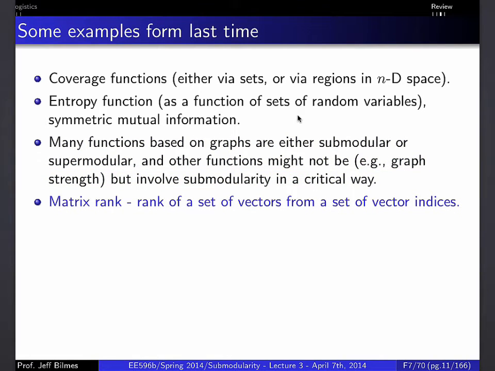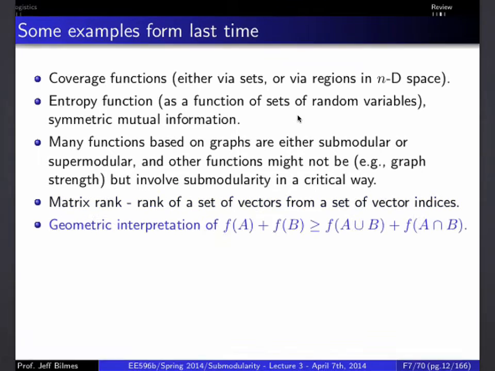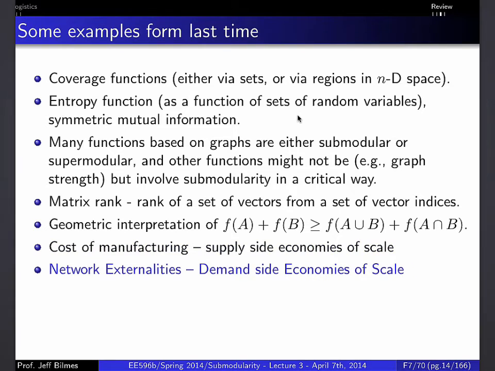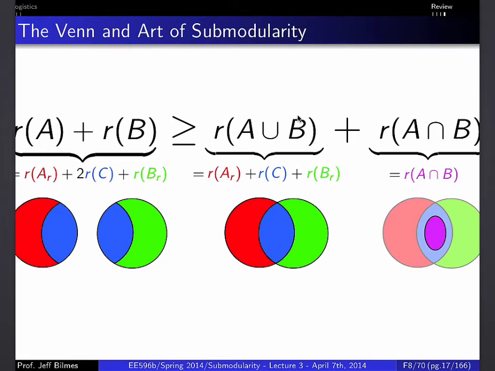We saw the matrix rank function, and we went over that in pretty great detail. We saw what I think is a very nice geometric interpretation of this particular inequality, which we will see again in one second. We saw supply side and demand side economies of scale. The demand side economies of scale were called network externalities, and we justified why that should satisfy the properties of submodularity. And then lastly, we saw a model of social network influence and summarization. So here's the geometric picture again that we saw, and it's unfortunately truncating it a little bit.